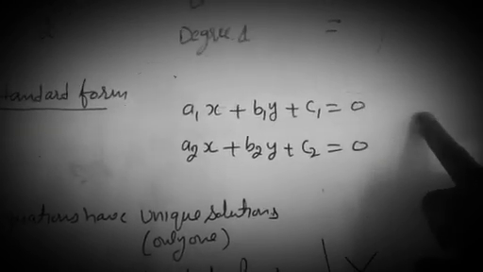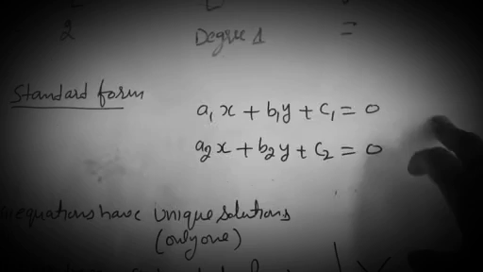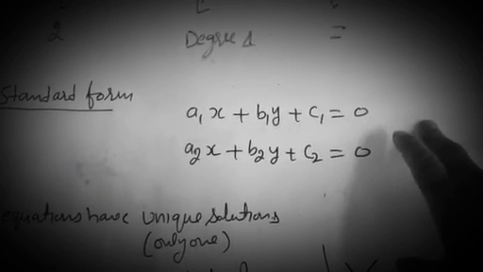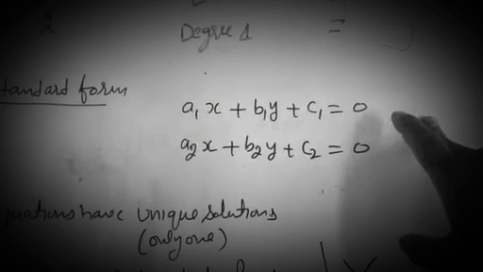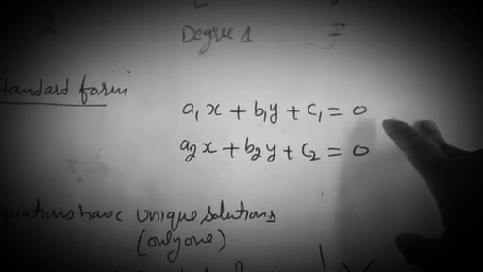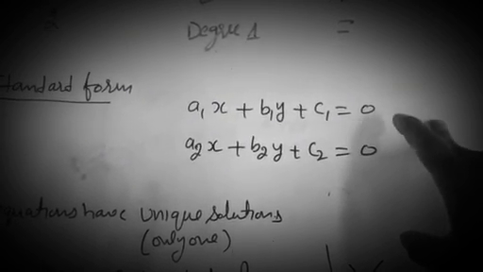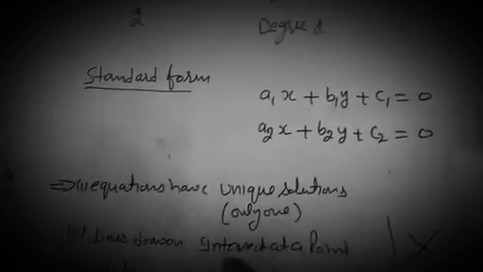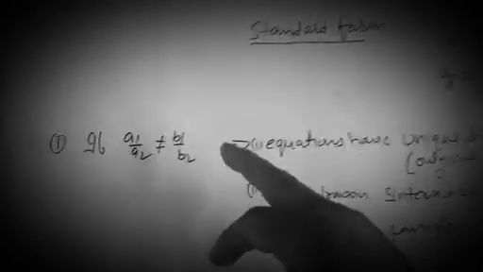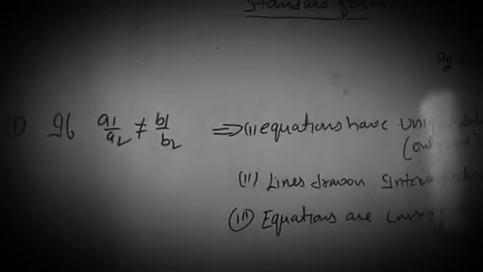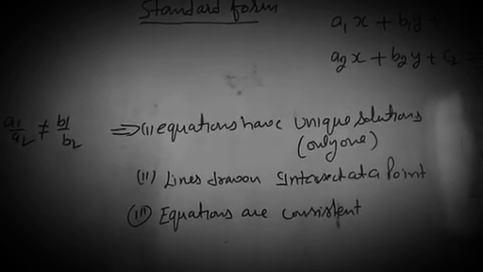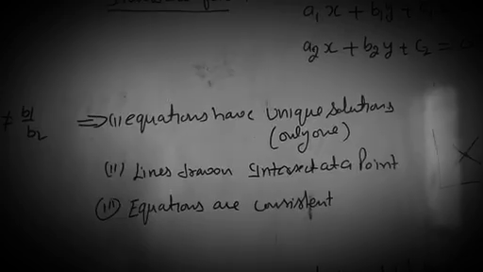So there are some questions where, without solving these equations, we can also judge what type of solution they have. To do this, we have to compare their coefficients. By comparing the coefficients of the given equations, if a1/a2 is not equal to b1/b2, then the equations have a unique solution. Unique means only one solution.